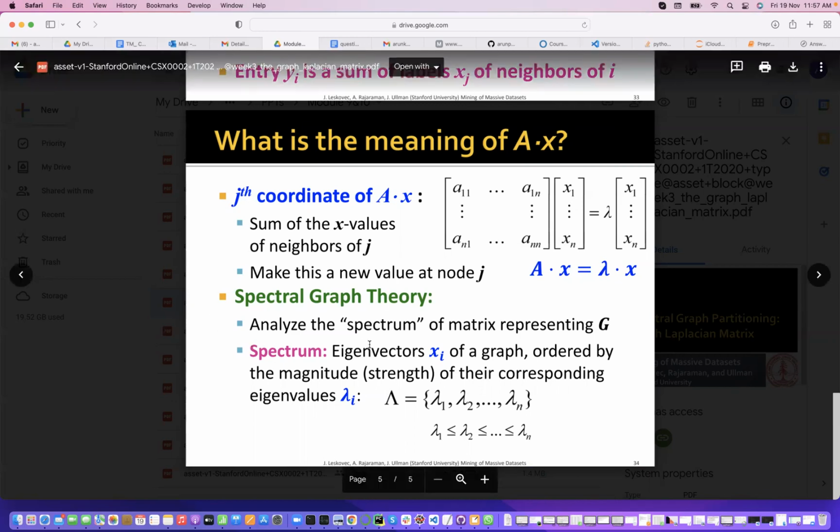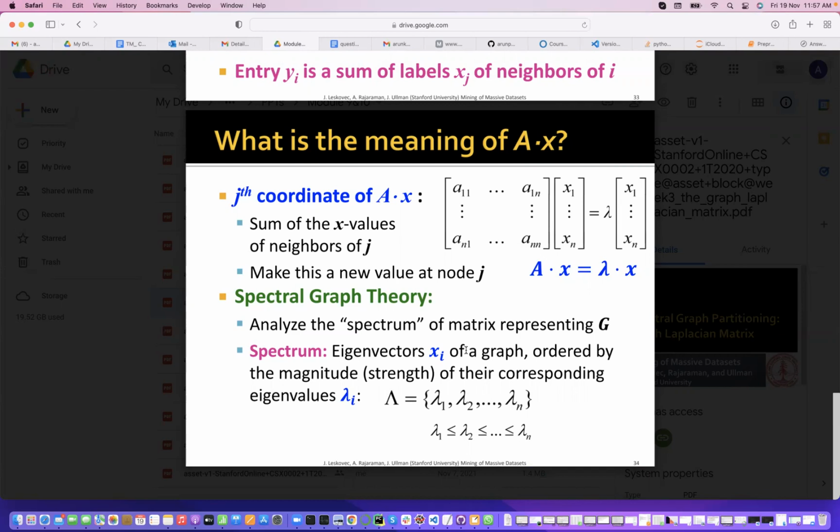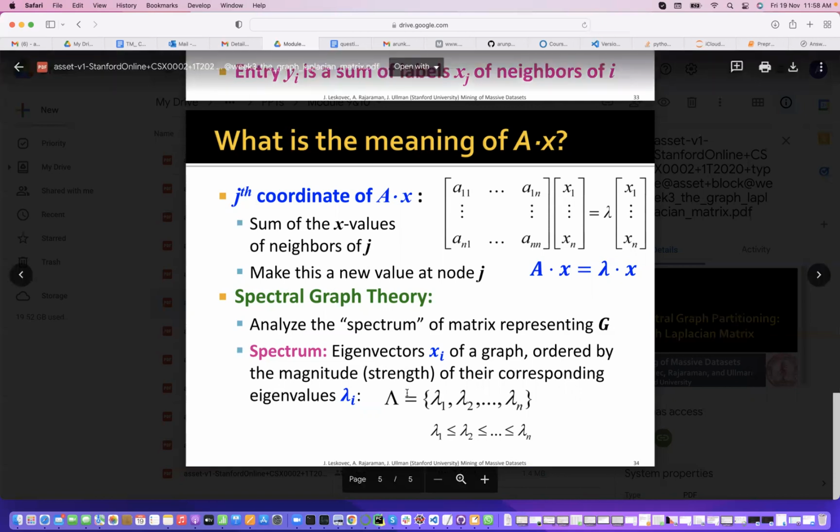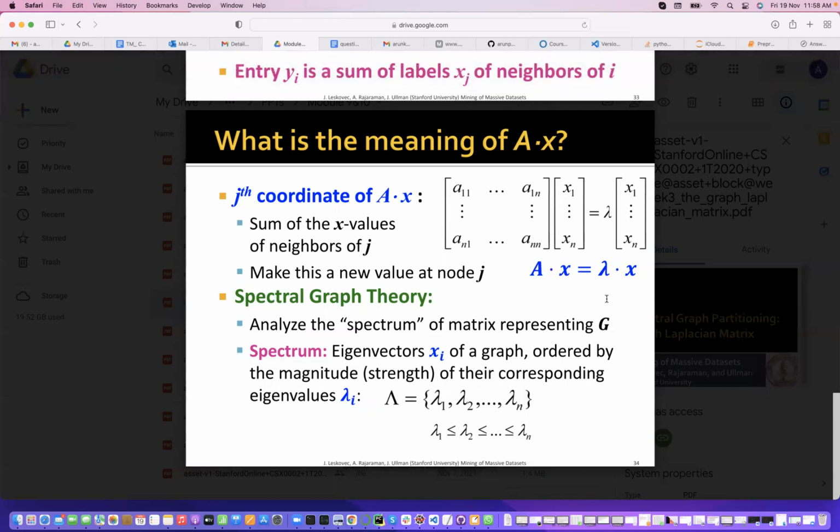So analyze the spectrum of matrix representation of G. Spectrum is nothing but the eigenvectors xi of a graph ordered by the magnitude strength of their corresponding eigenvalues. There may be many such solutions which satisfy Ax equal to lambda x. So for different pairs of lambda and vector x, you may get solutions.